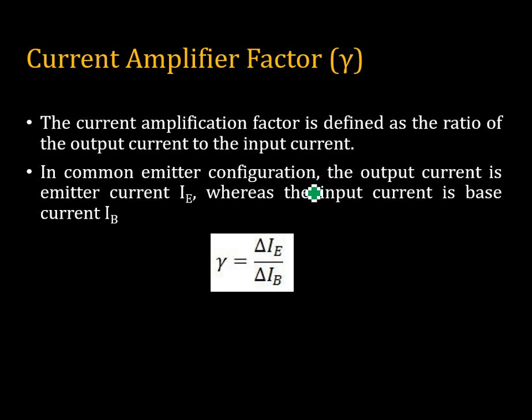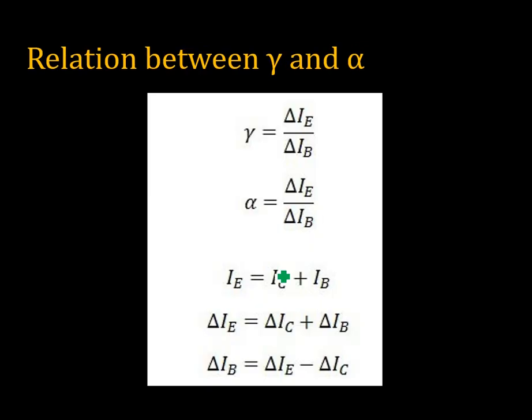Now, about the current amplification factor, we will just go through. The current amplification factor is the ratio of output current to input current. So, it is delta IE by delta IB. Gamma is a notation. And if you want to find a relation between gamma and alpha, gamma is delta IE by delta IB.